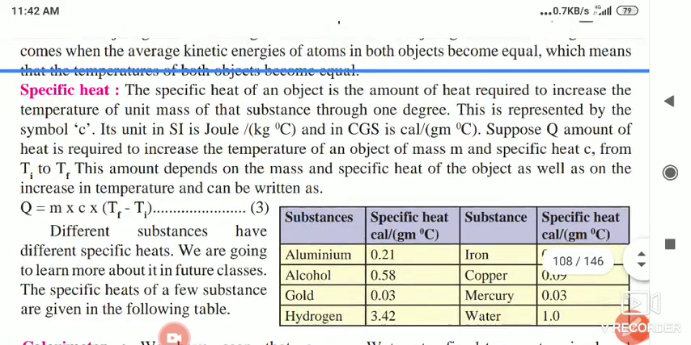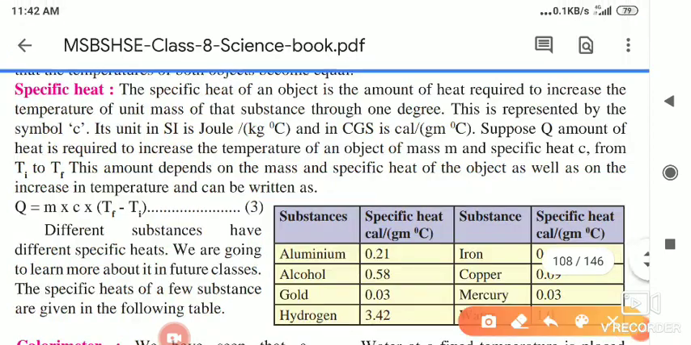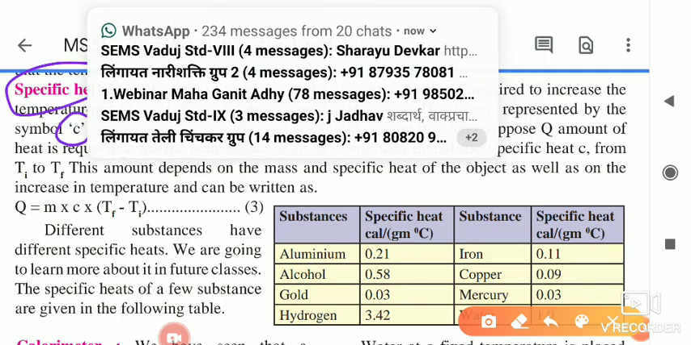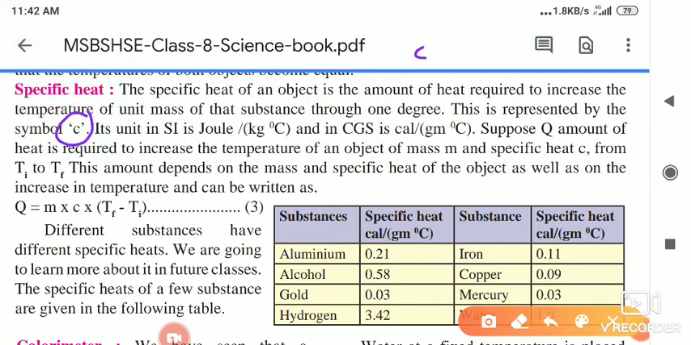This is represented by the symbol small c. It is the symbol for specific heat. The SI unit is joule per kg per degree Celsius. Then the CGS unit is calorie per gram per degree Celsius, which is the unit of specific heat.